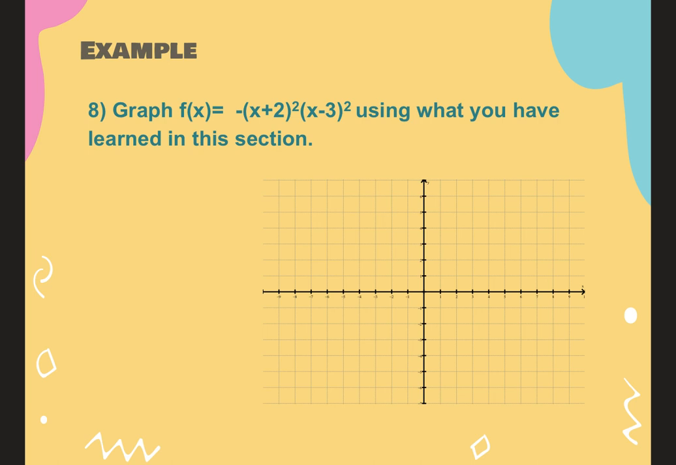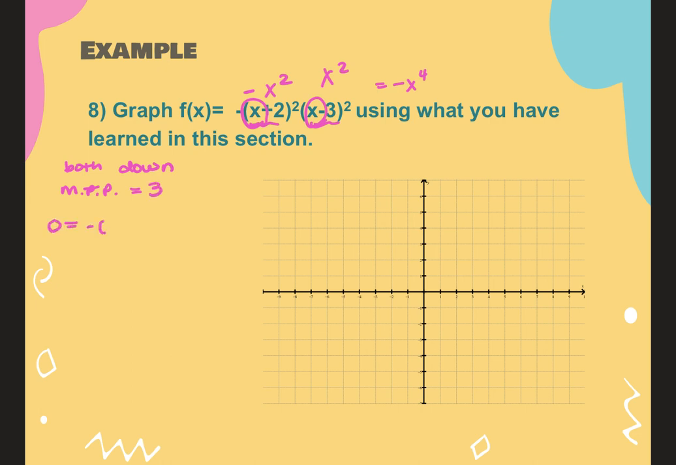Number 8 is similar. The negative's on the front again. This time it's in factored form. So this would be an x squared. This would be an x squared. And the negative on the front would make this a negative x to the 4th. So they are going to both point down. Max turning points would be 4 minus 1, which is 3.